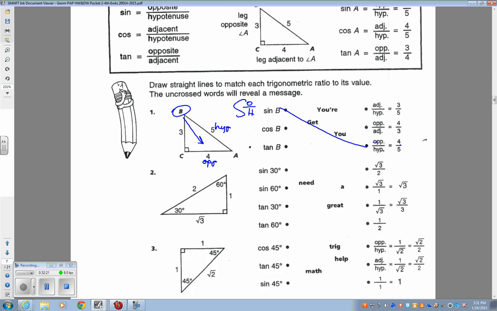All right, now we're going to do cosine of B. What's cosine? Adjacent. Who's adjacent to angle B? The 3. So we're going to do 3 over 5, so that would be here. You're just connecting the two though. You have to connect the right one.